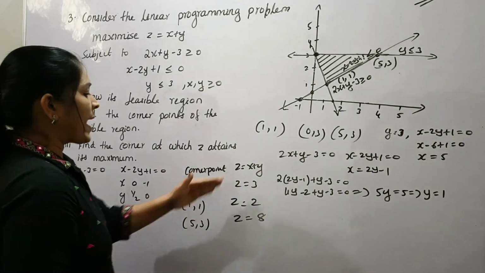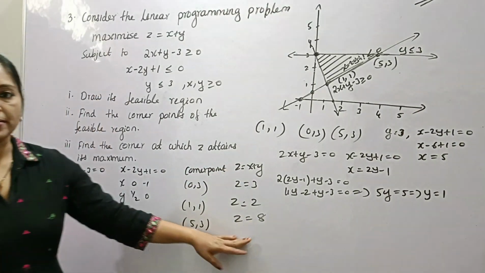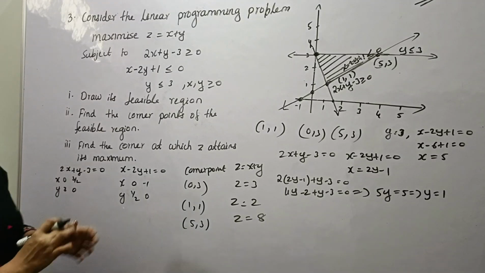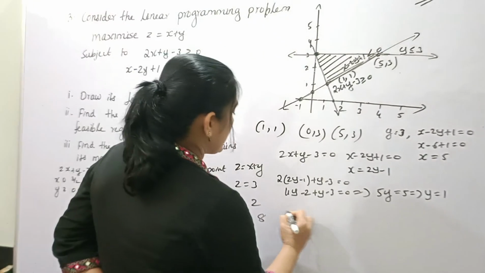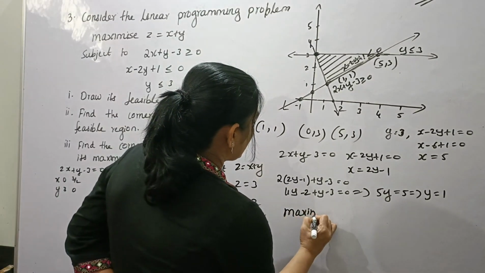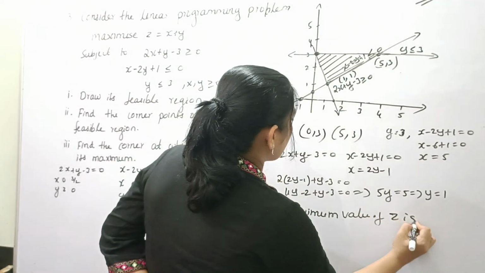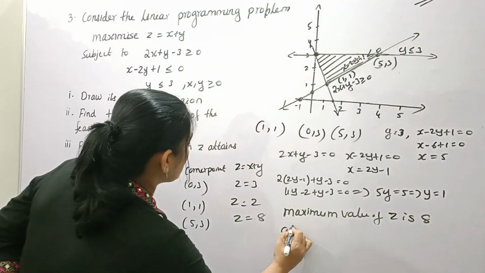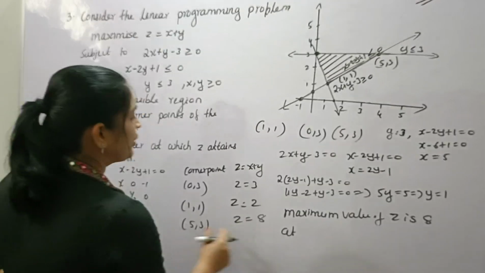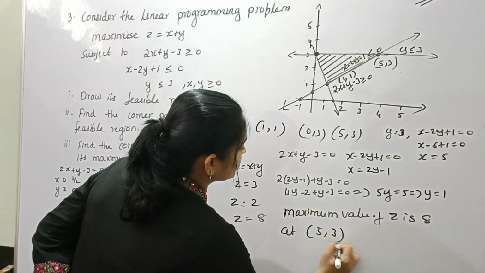Okay, so here maximum value of z is 8, right? Therefore, the maximum value of z is 8 at which point? At 5, 3, right? At 5, 3.